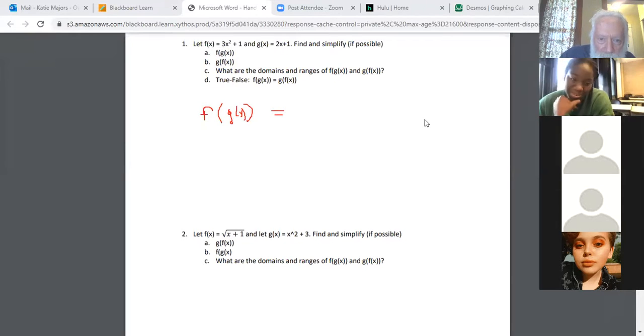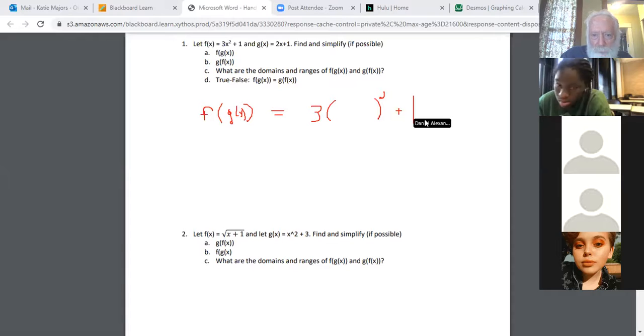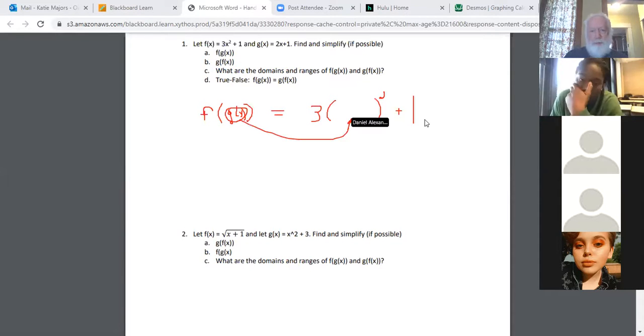So basically this is F, I identify what F is, and I'm not going to put the variable in. That parenthesis stands for that x. So whatever is between these parentheses here has to go right here. So why is it squared though? Oh, because I look at f and it says 3x squared plus 1. So no matter what, it's always that.